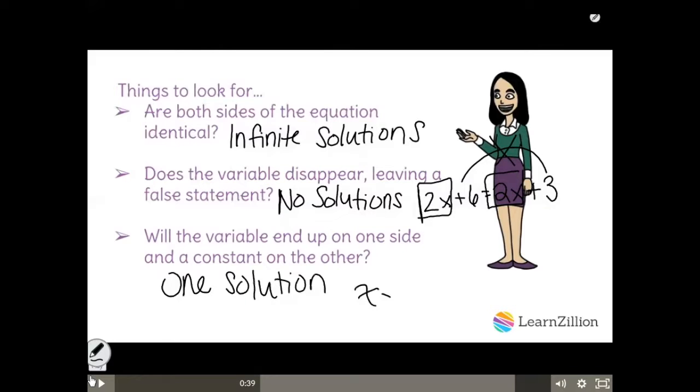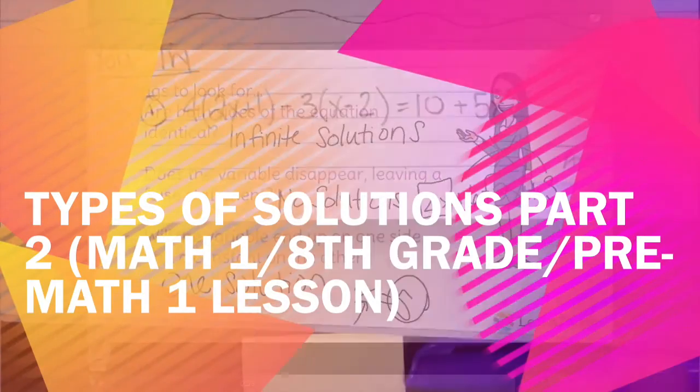Let's say you have x is equal to 5. You have your variable on one side and a constant on the other. That means that to satisfy that specific equation, there's only going to be one and only one solution. Now, when we start getting into inequalities, we'll take a look at other types. But for linear equations, these are the 3 most common types you'll have. Like I said, you can have 2 solutions, but we're not really going to focus on that at all.